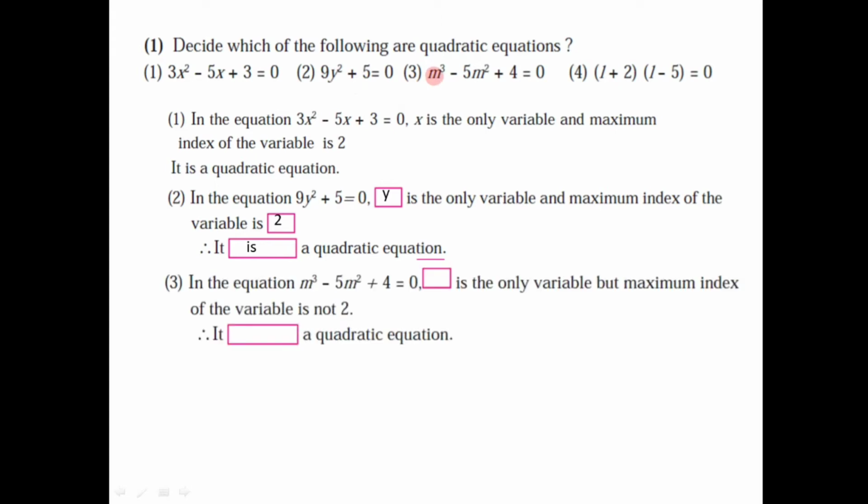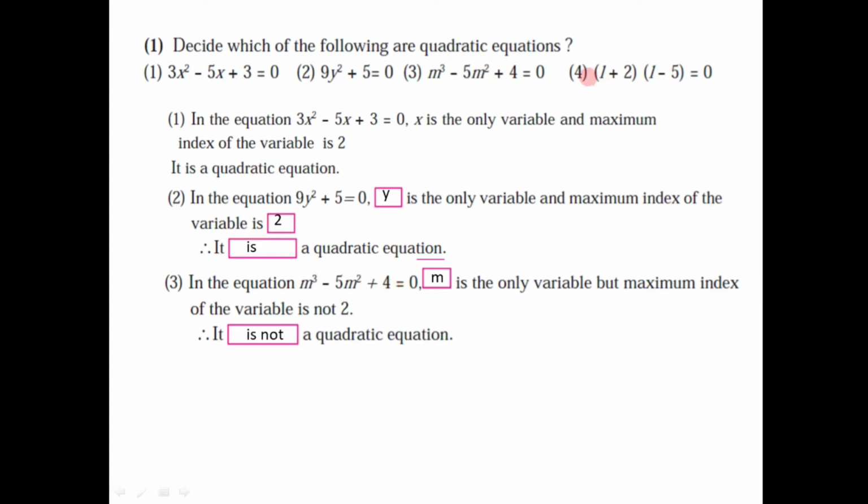Let us have the next equation. m cube minus 5m square plus 4 is equal to 0. Now for this equation, the variable involved is m. So m is the only variable. So the first condition to be a quadratic equation is satisfied over here. But here the maximum index of the variable is not 2, because the maximum index is 3 here. So the second condition to be a quadratic equation is not satisfied. That's why the given equation is not a quadratic equation, as the maximum index of this equation is 3. It must be 2, then only we can say the equation is a quadratic equation.